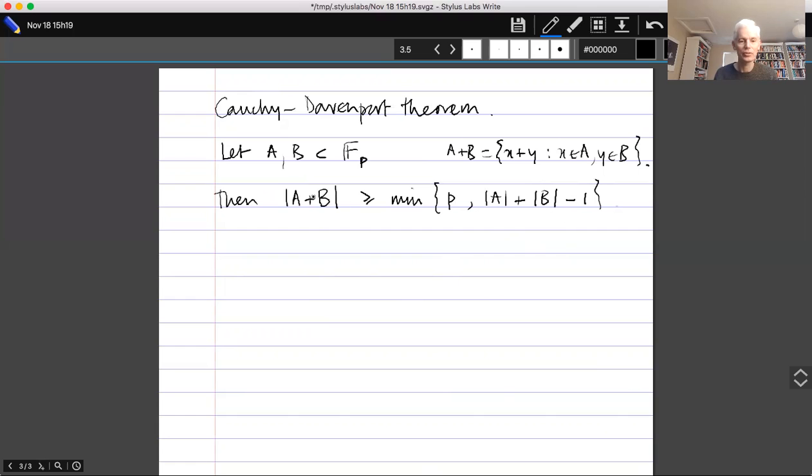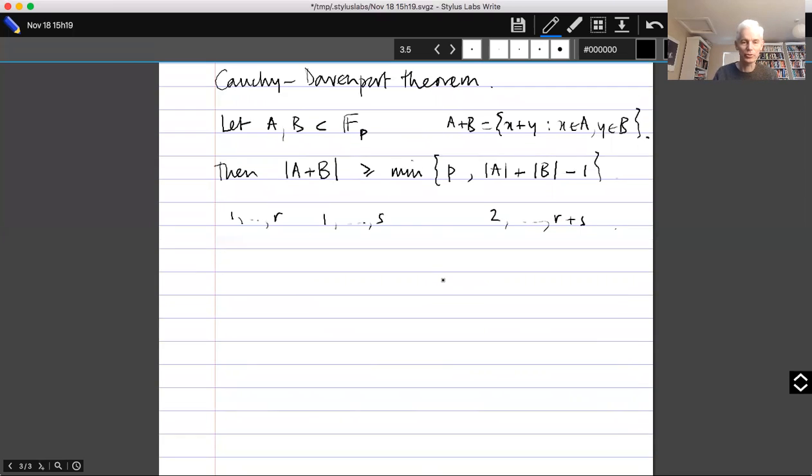And where does this come from? It comes from the fact that if A is the numbers from 1 to R and B is the numbers from 1 to S, then A plus B will be numbers from 2 up to R plus S, as long as R plus S is not too big. And then that's got size R plus S minus 1. So it's a very natural example that shows that it's sharp.